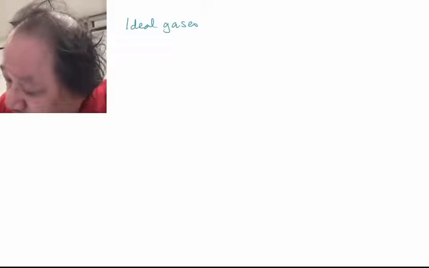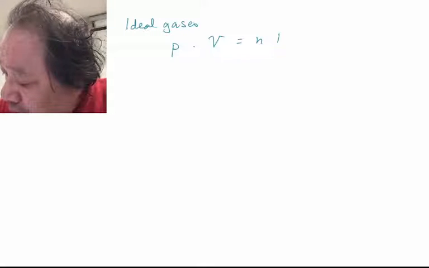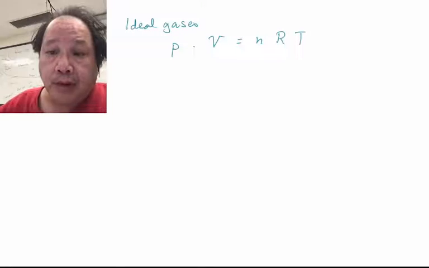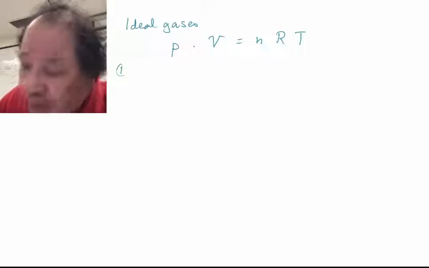Hi, today we continue our discussion on gases. In the last few weeks, we've been looking at ideal gases, where we know that P times V equals nRT. And with ideal gases, we make two assumptions.